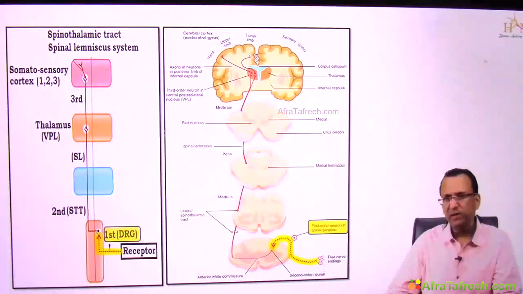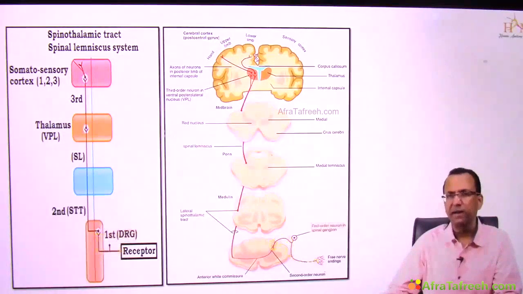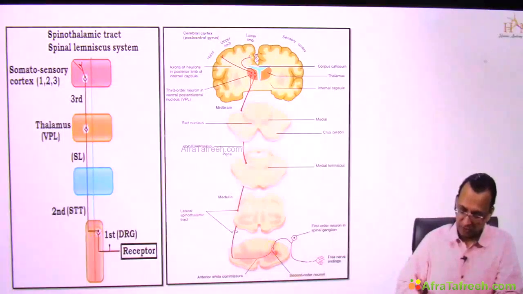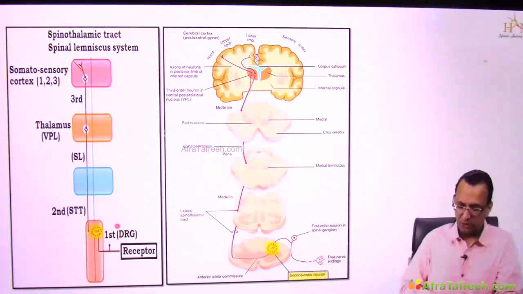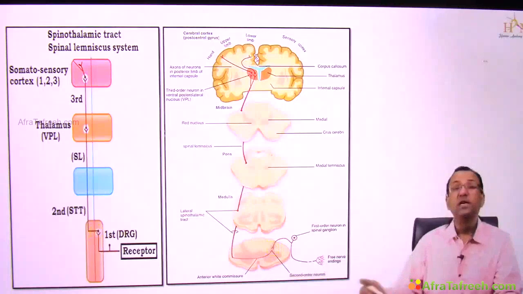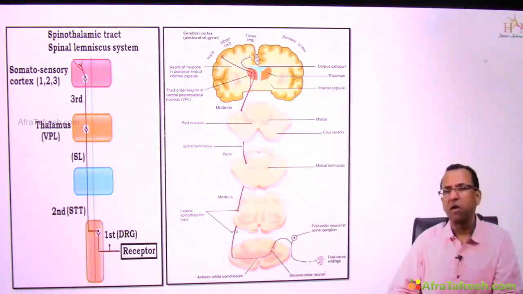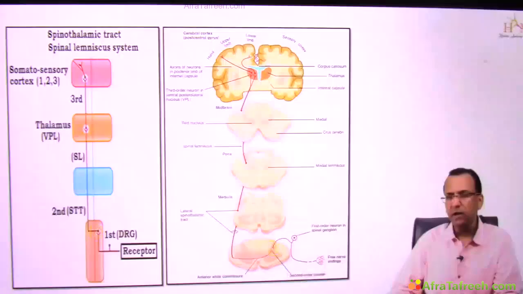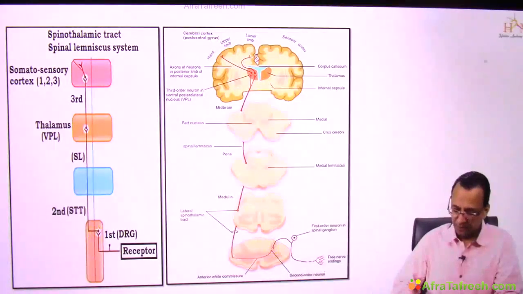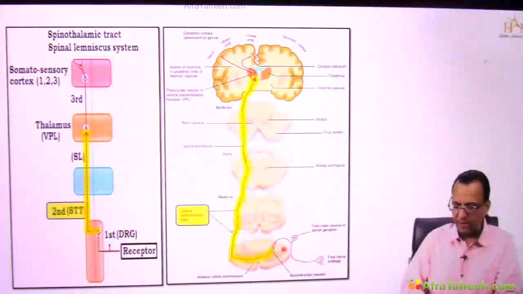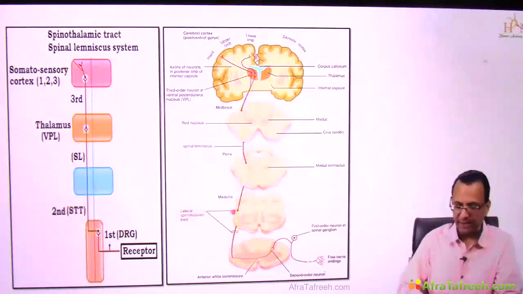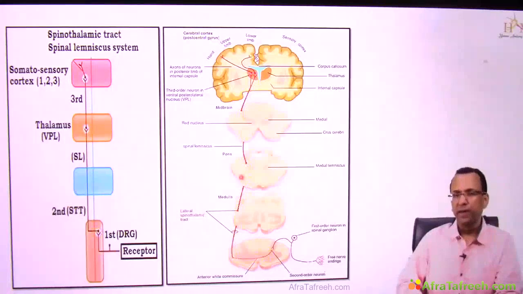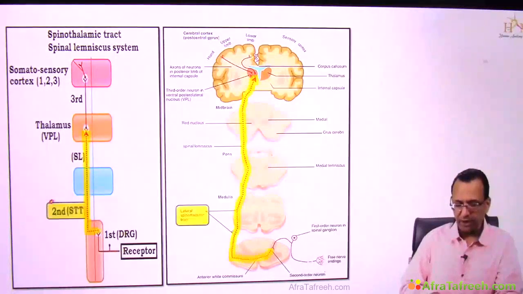Running ipsilaterally? No, there is no ipsilateral course here, because immediately there is going to be a synapse in the posterior horn cell, on the same side. The posterior horn cell is the second order neuron. It is the second order neuron which will send fibers that cross the midline of the body in the spinal cord and start running as the spinothalamic tract.